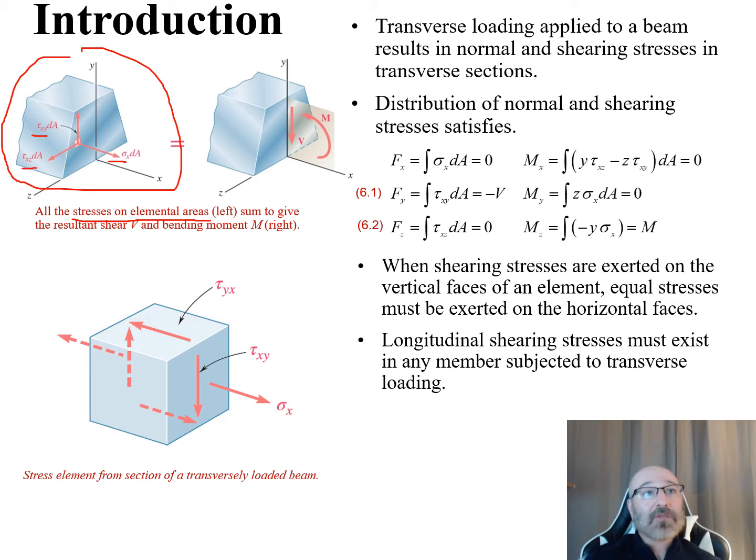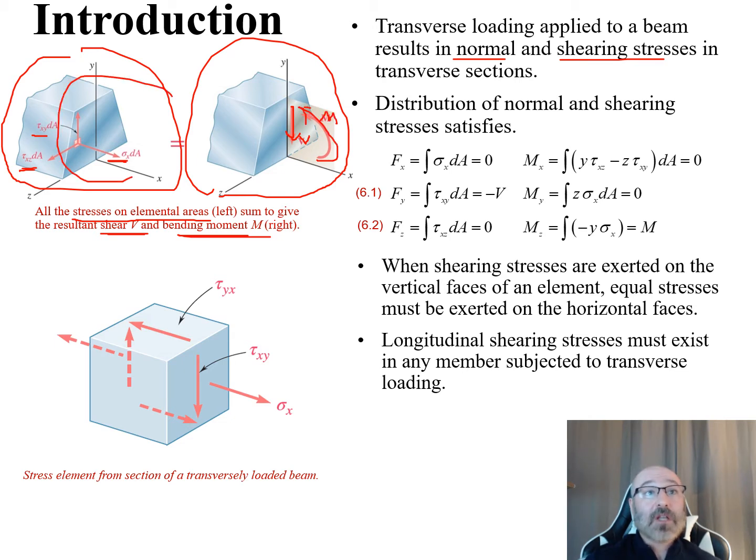We have our tau xy dA as a shear stress, our tau xz dA, and our sigma x dA. So we have our normal and our shearing stresses represented. All of these stresses on the left-hand side are going to sum together to give us the resultant shear force V and bending moment M, which we see in the diagram on the right. Here is our shear force V, and here is our bending moment M. So all of these stress elements added together are equal to the resultant shear and bending moments in this diagram.